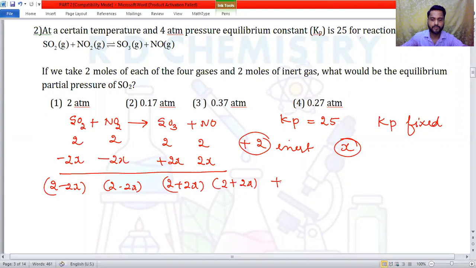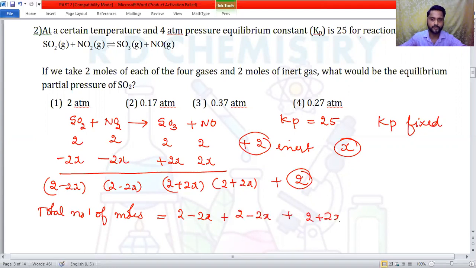Plus 2 moles of inert gas which did not react. Now we'll calculate the total number of moles. How to calculate? Add all these numbers of moles at equilibrium: 2 minus 2X plus 2 minus 2X plus 2 plus 2X plus 2 plus 2X plus 2 moles of the inert gas. And this gives a total of 10 moles. 10 moles are present altogether, right?